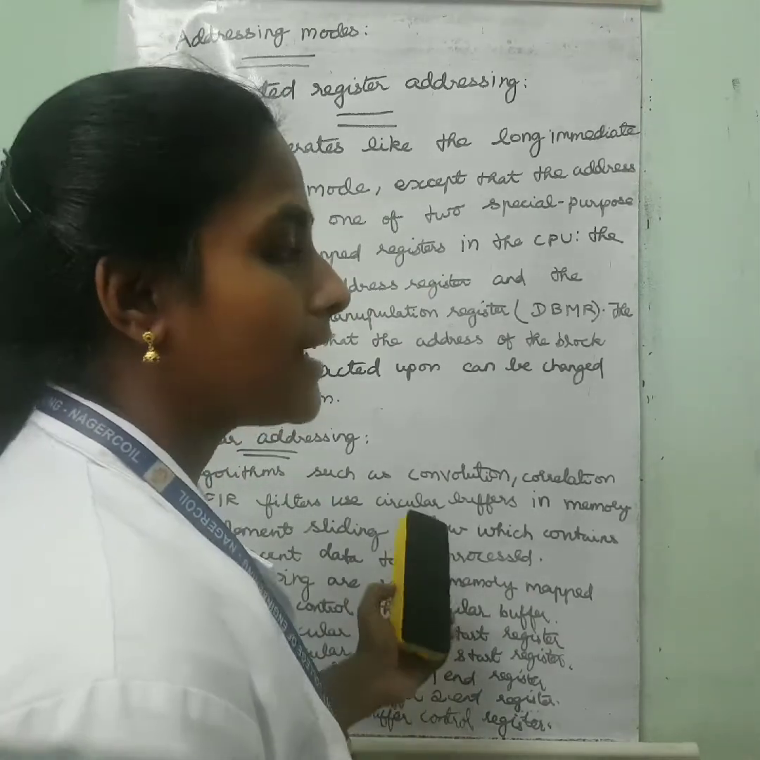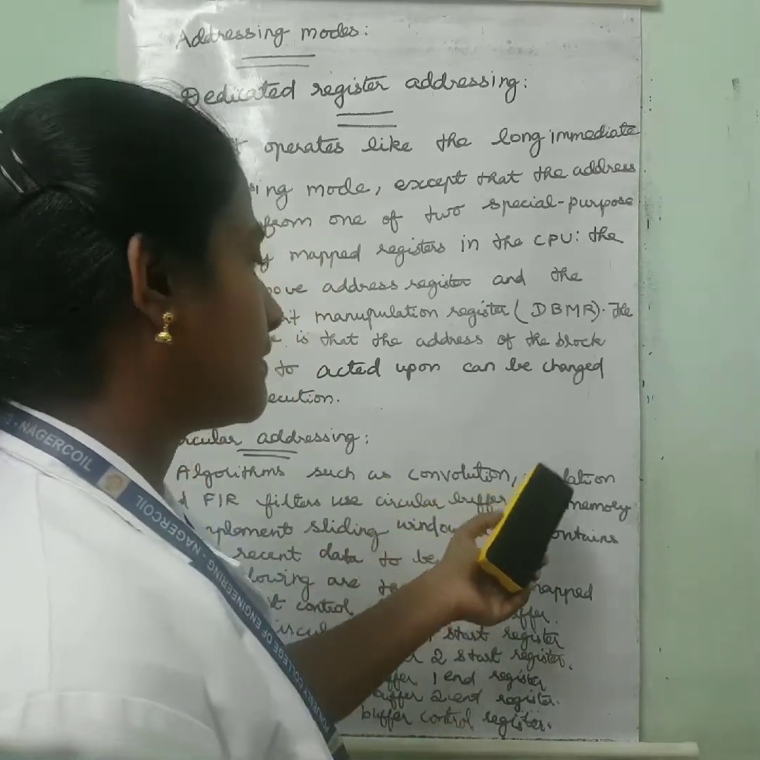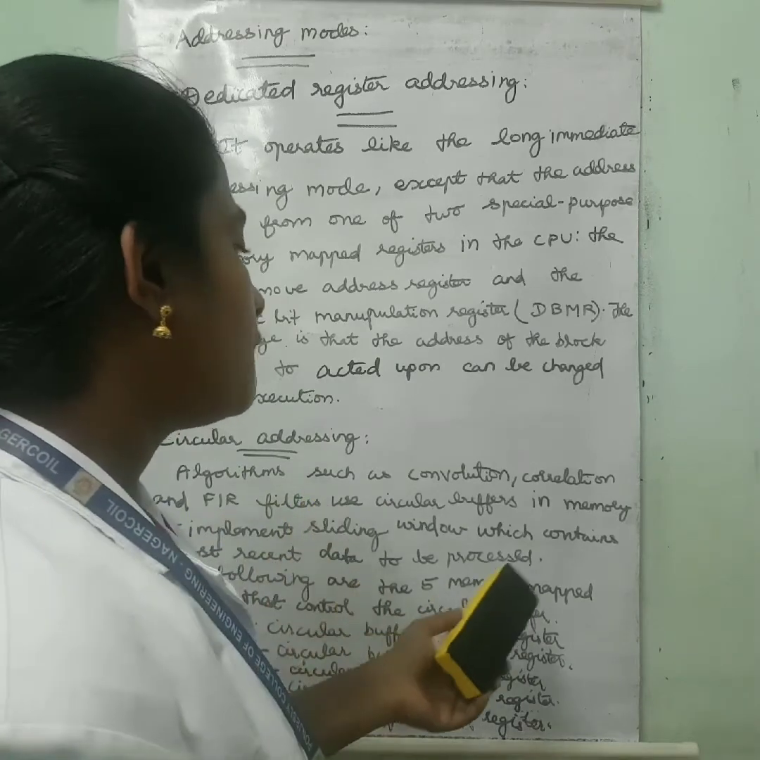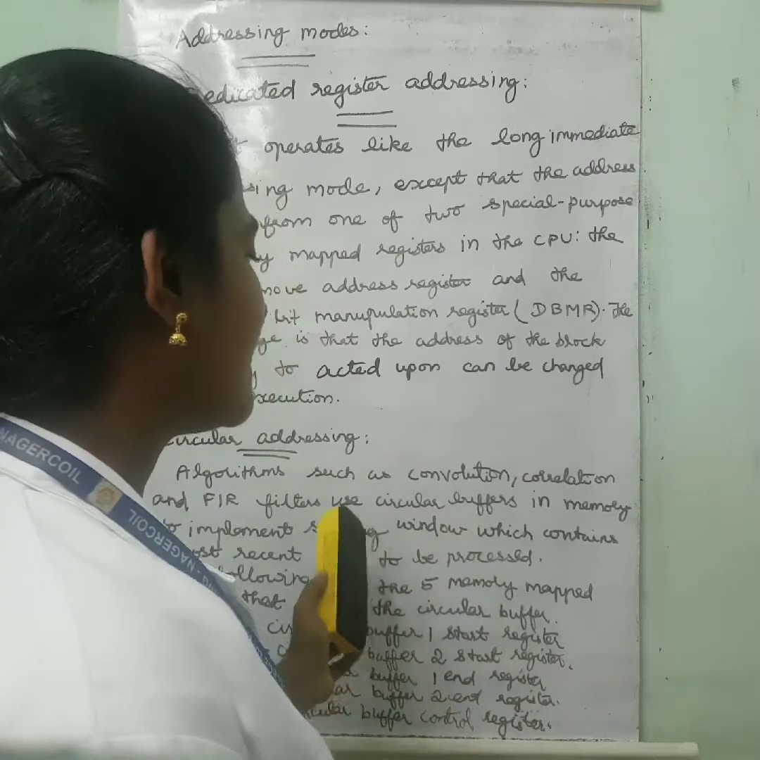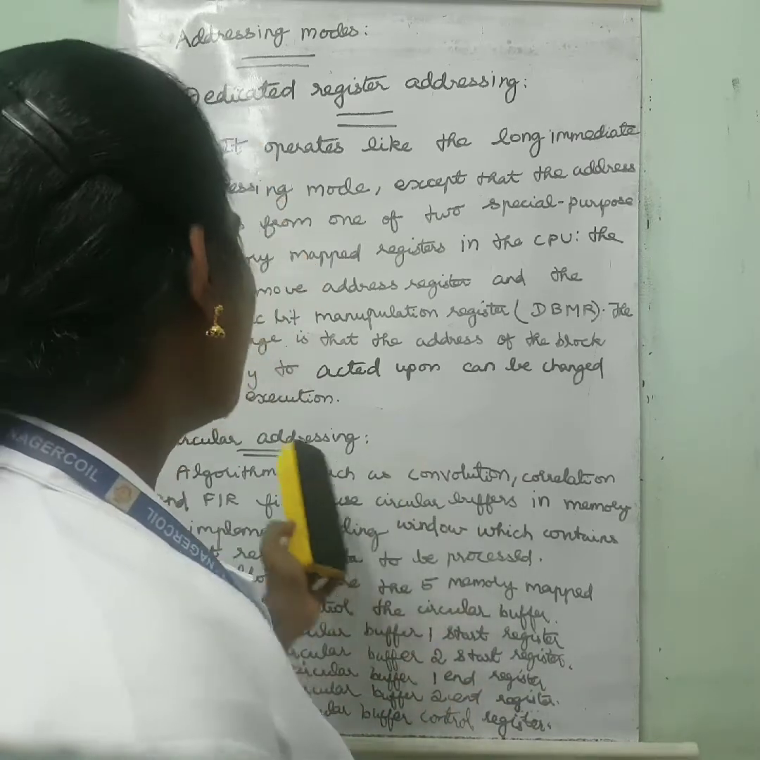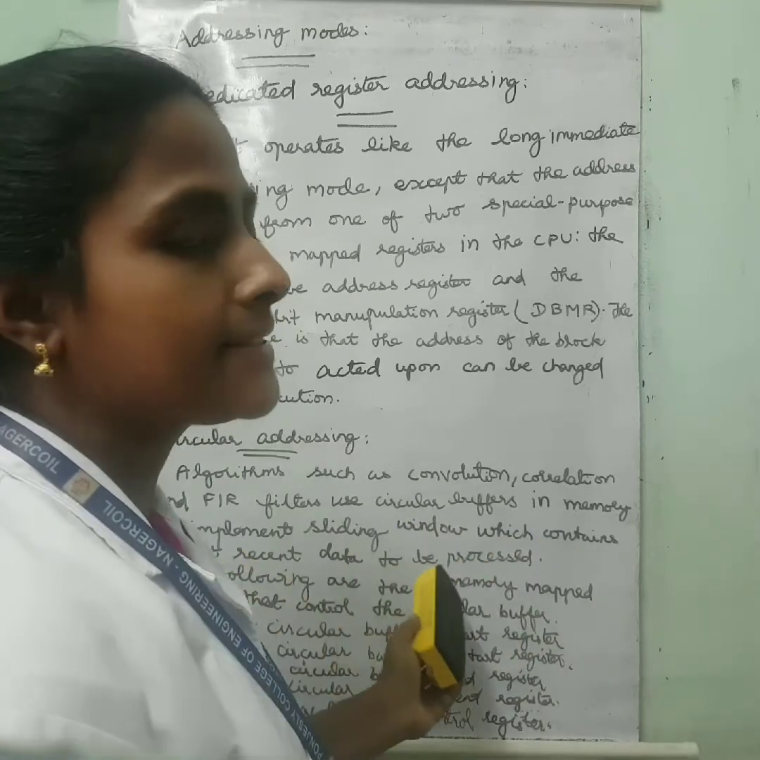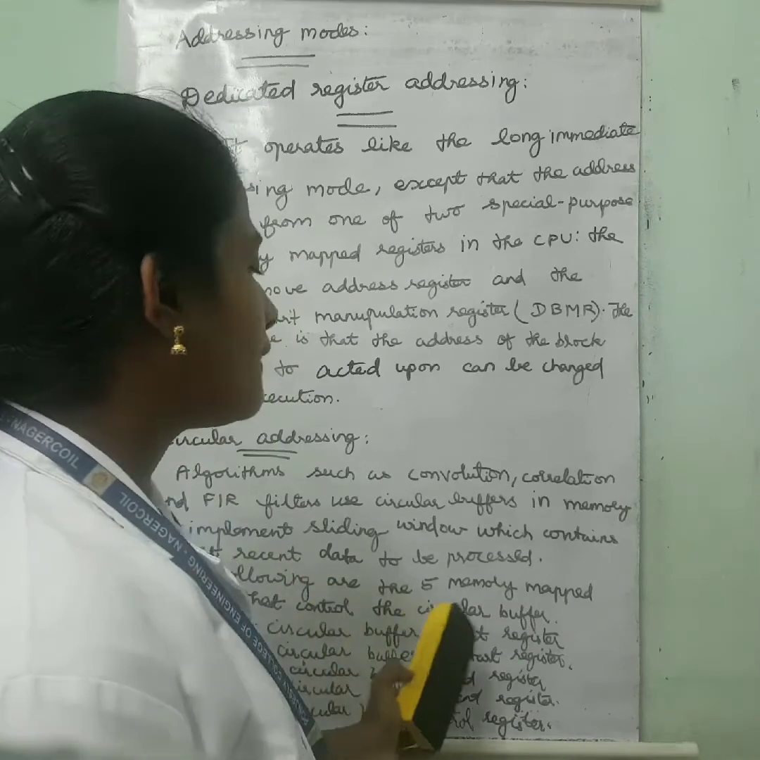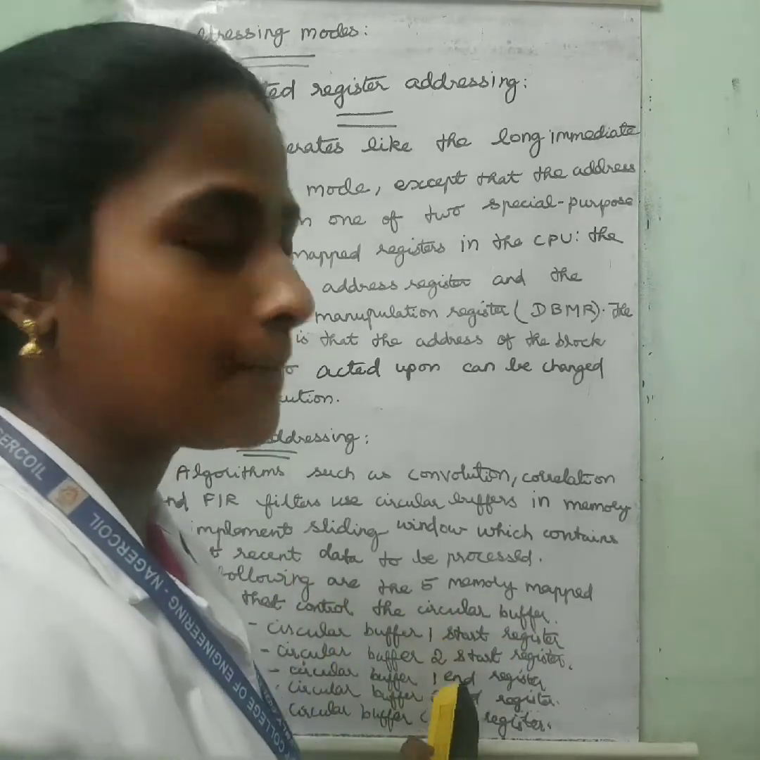Circular addressing is used in algorithms like convolution, correlation and FIR filters for implementing a sliding window. To implement the sliding window we use circular addressing, which contains the most recent data to be processed. The following are the 5 memory mapped registers that control the circular buffer.